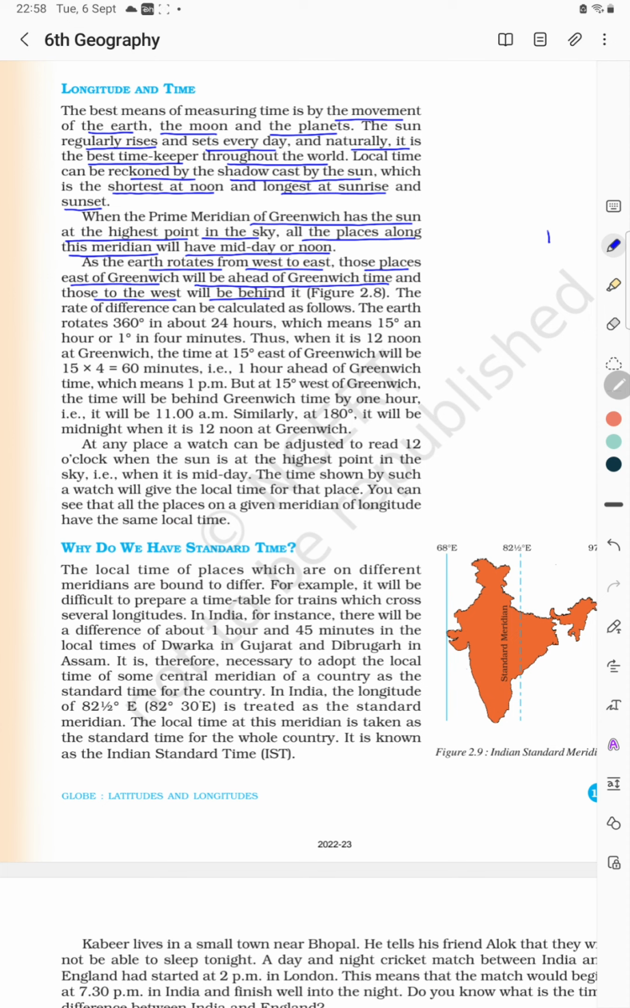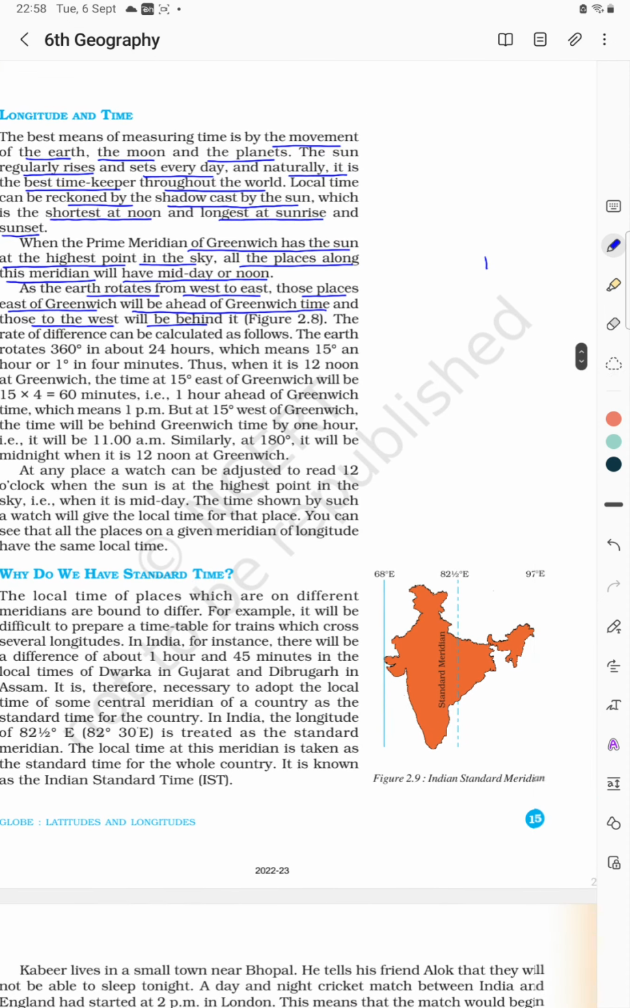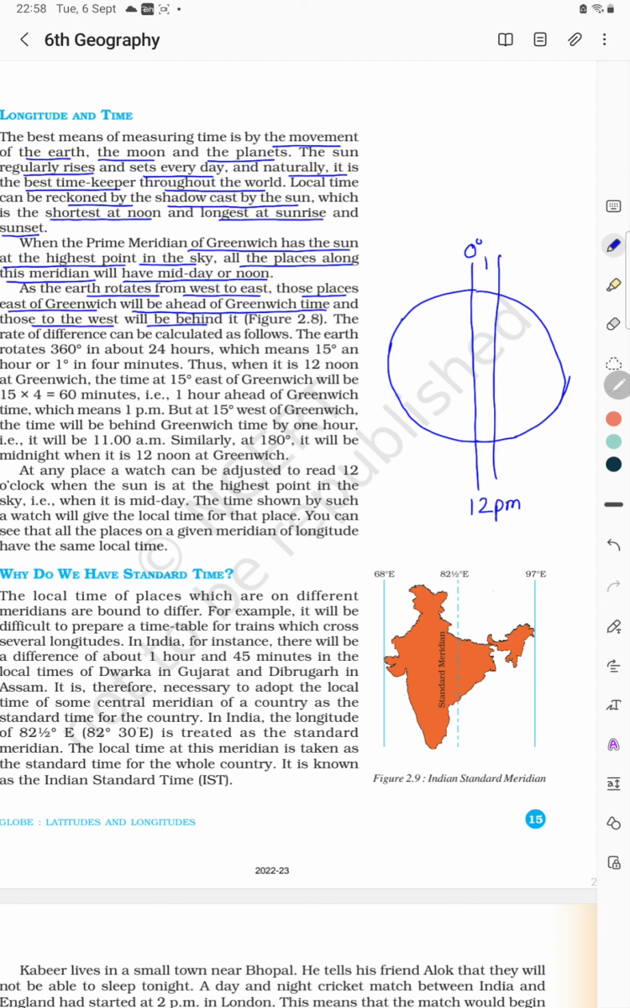Let me explain this once again. This is my earth. Okay, this is my prime meridian or 0 degree meridian. Suppose it is noon or 12 p.m. at Greenwich meridian. This is one meridian which is 15 degree east, and this one meridian which is 15 degree west.